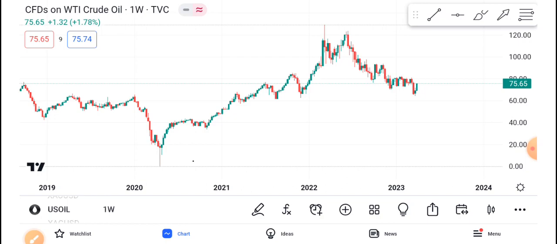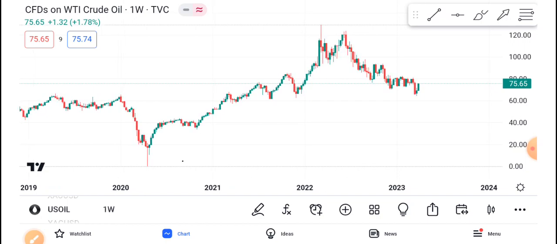What we are going to do is analyze the oil chart and see in various time frames what the oil chart is telling us, right? This is basically a technical analysis. We are not bringing any fundamentals here. So let us see technically what the oil chart is telling us.